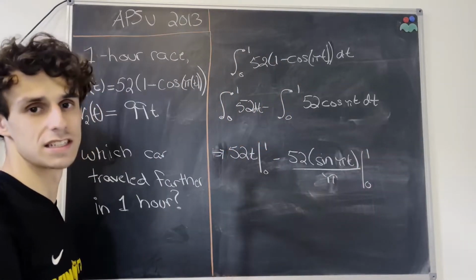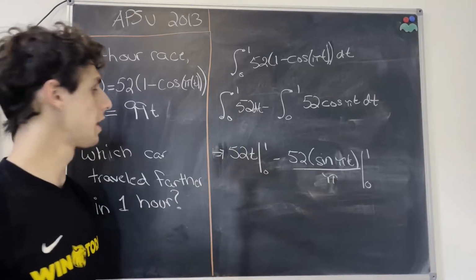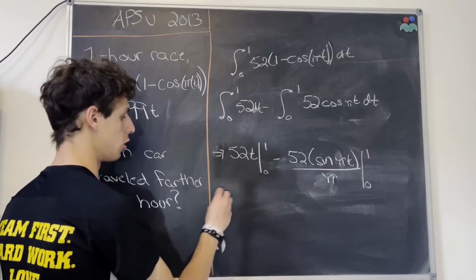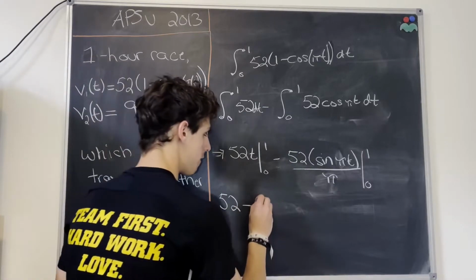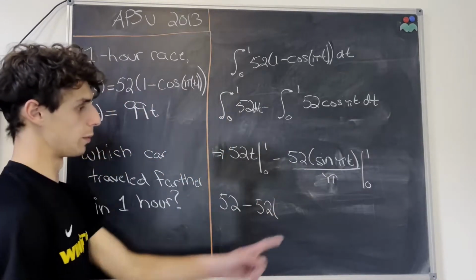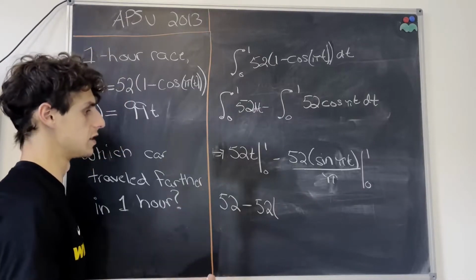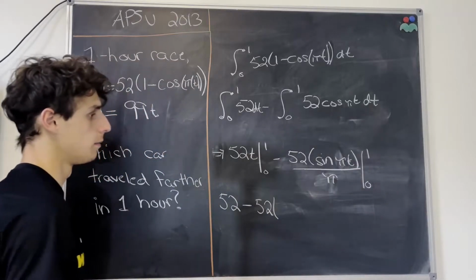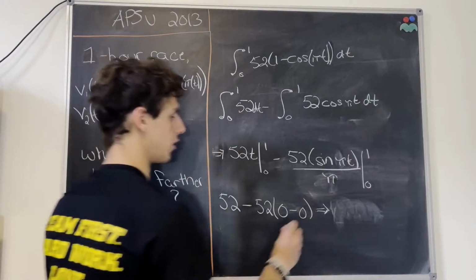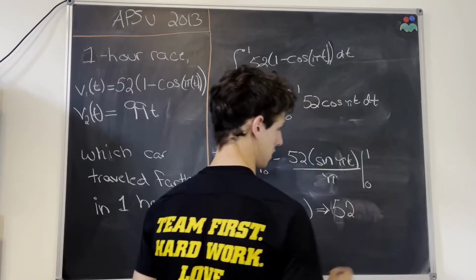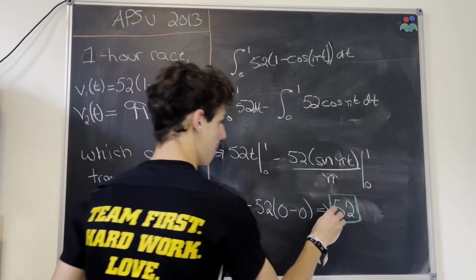And notice we don't need any constants of integration here because we have a definite integral for this setup. But now we just plug in 0 and 1. If we plug in 0 here, we get 0. But if we plug in 1, we get 52. So we have 52 here minus 52 times, if we plug 0 in, we get sine of 0, which is 0. So that one goes to 0, so we're only left with when we plug in 1. But if we plug in 1, we also get 0. So this is 0 minus 0, which means that the first car traveled 52 units of distance. We'll just leave it as 52 because the problem doesn't give us a distance measurement here.